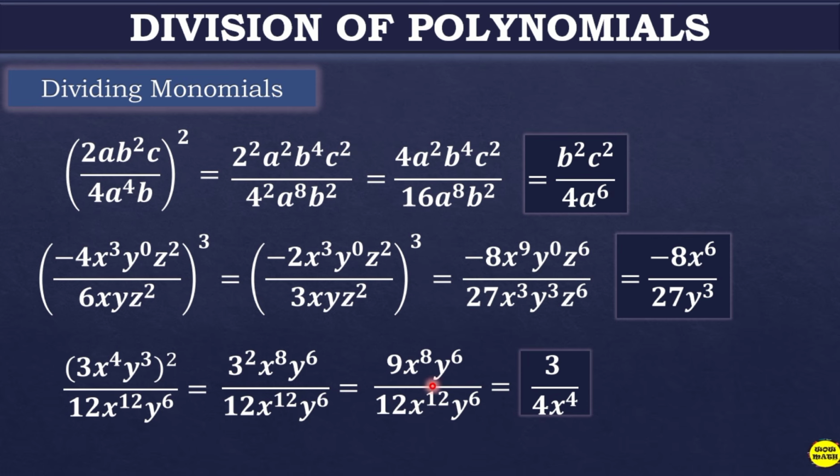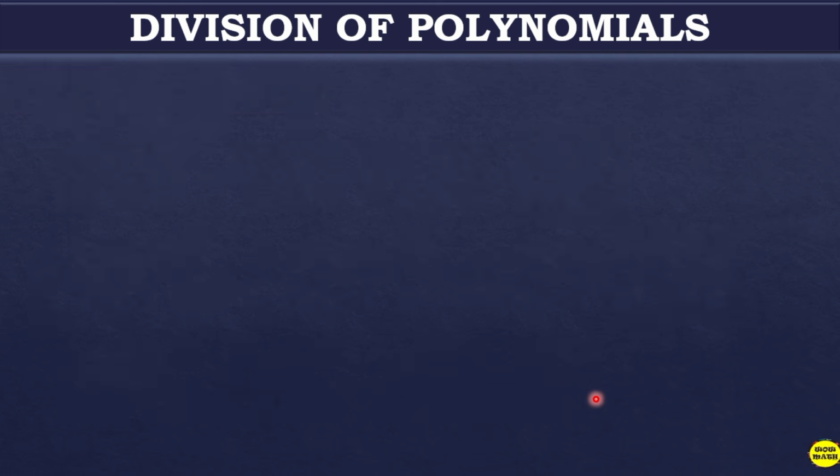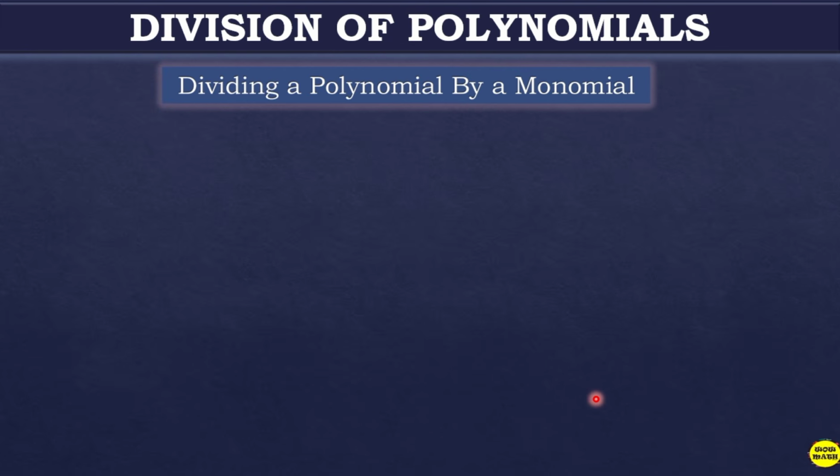Sa variable natin, 12 minus 8, that is 4. So, x raised to 4. So, sa denominator, kasi mas mataas si 12. And then, yung y raised to 6 natin, 6 minus 6, that is 0. And that is equal to 1. Okay? Now, let's have dividing a polynomial by a monomial.